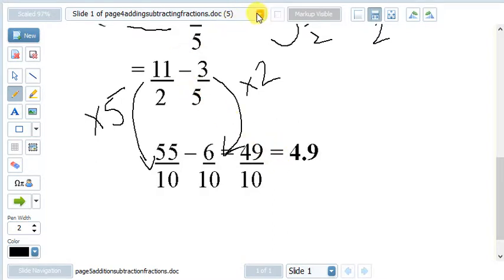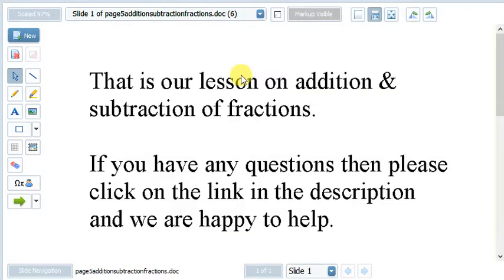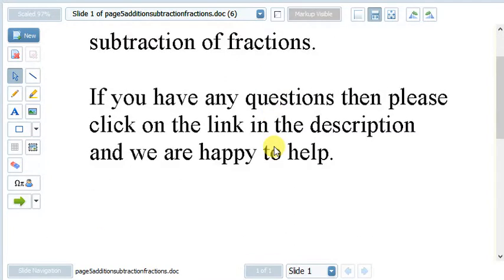So well done if you managed to get all of them correct. So that is our lesson on addition and subtraction of fractions.